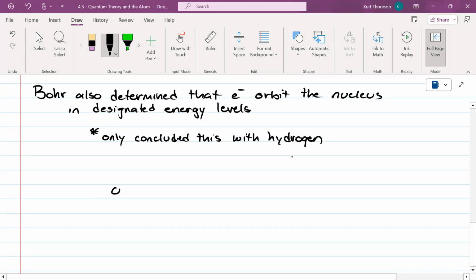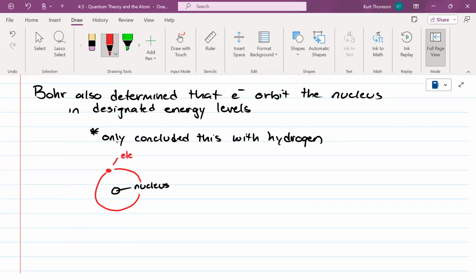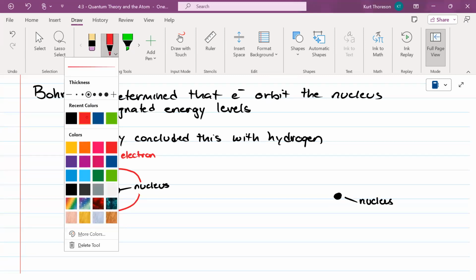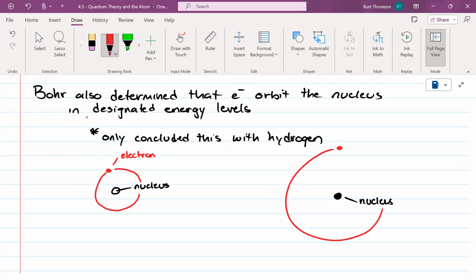Here's the nucleus. Here's an electron. But compare it to this. Here's the nucleus. Here's an electron. Which electron is further away from the nucleus? The second one or the first one?